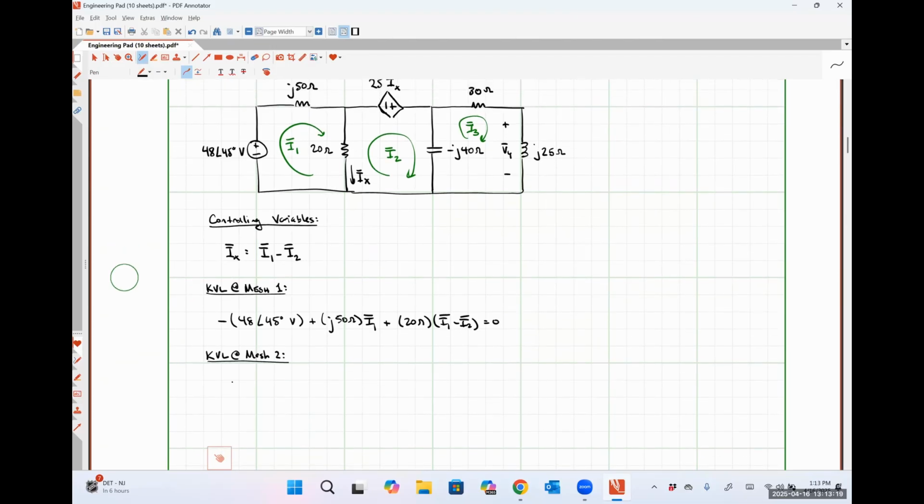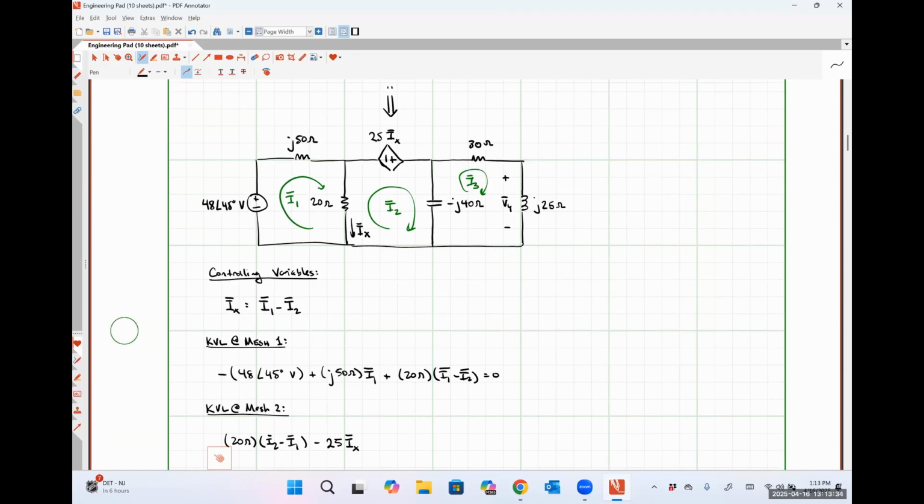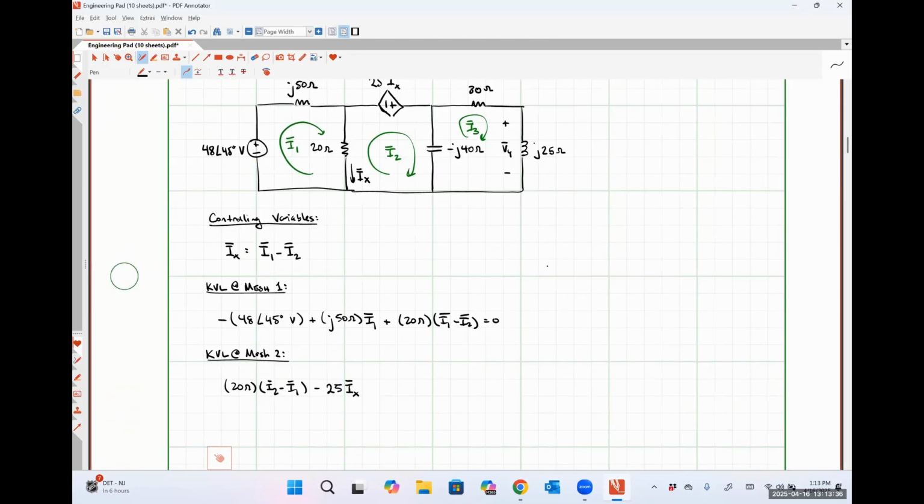That's going to look like 20 ohms times (I2 minus I1) minus 25 Ix. Was it 25 originally? Okay, it was. Plus negative j40 ohms times (I2 minus I3) is equal to 0.